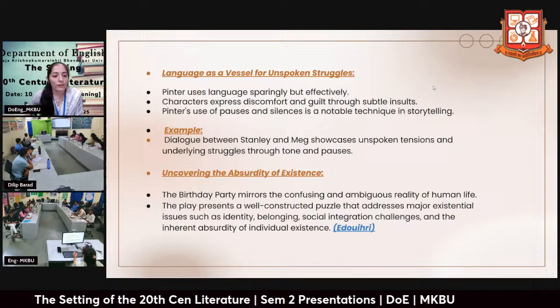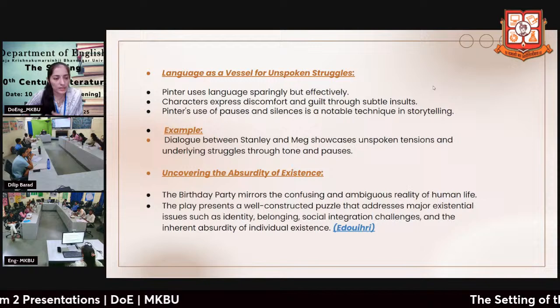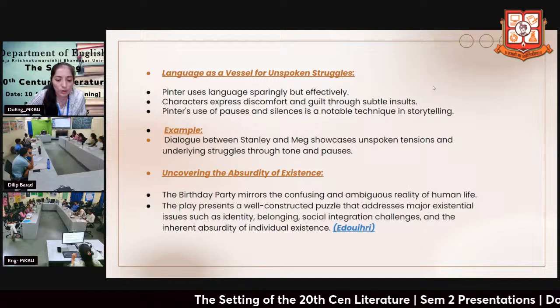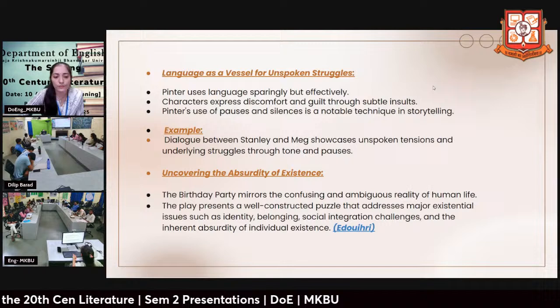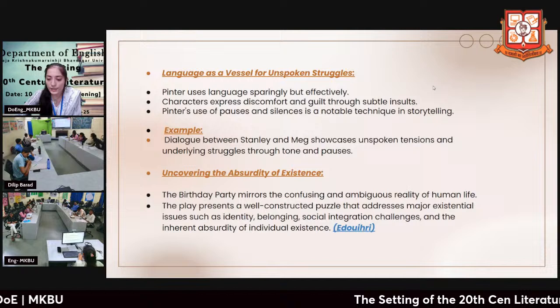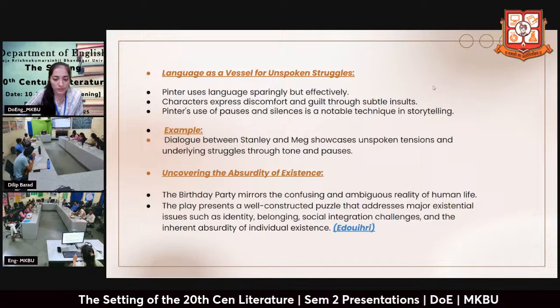We can find in the dialogue between Stanley and Meg that they constantly disrespect each other, and as well they have respect for each other also. Uncovering the absurdity of existence: we can find an existential crisis, a feeling of who are they. The Birthday Party mirrors the confusing, ambiguous reality of human life, that is, who are we. We can also feel that type of absurdity of existence. This is from the same article.